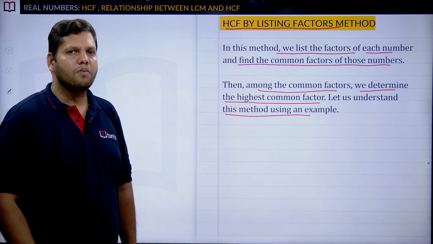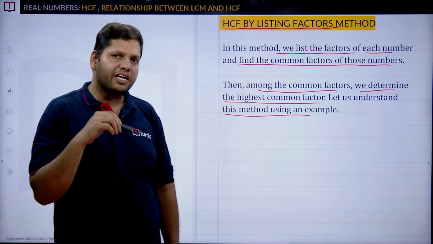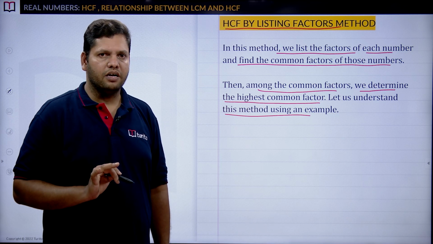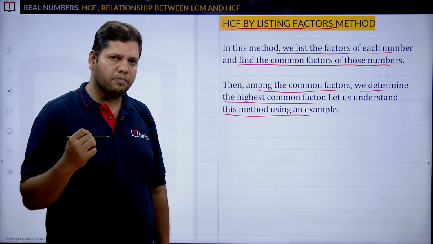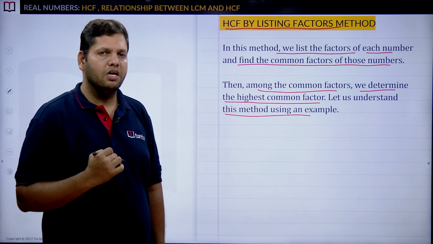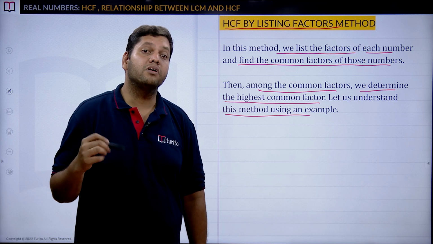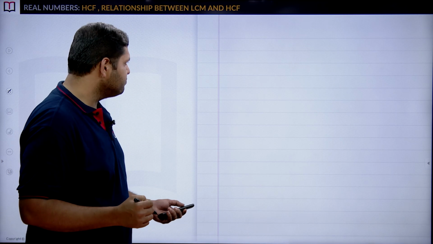First we write the factors of both the numbers. From this we will take only the common factors, not all again. Common means what, children? The factor present in both the numbers. If a factor is present in both the numbers, that is called a common factor. Okay. Now, children, I am taking a small example.